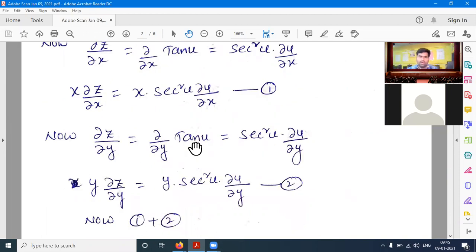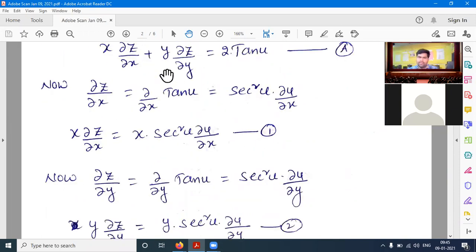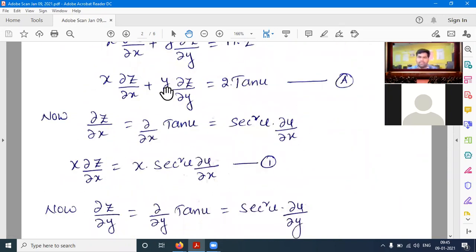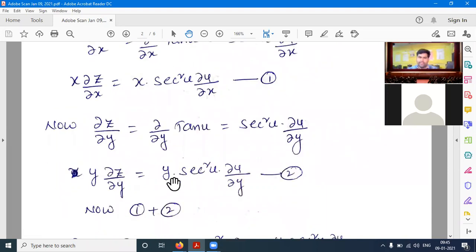So now dou z by dou y. Dou z by dou y is equal to dou by dou y into tan u. So that is equal to secant square u into dou u by dou y. So again, we multiply with y. So y into dou z by dou y is equal to y into secant square u into dou u by dou y. This is equation number 2.